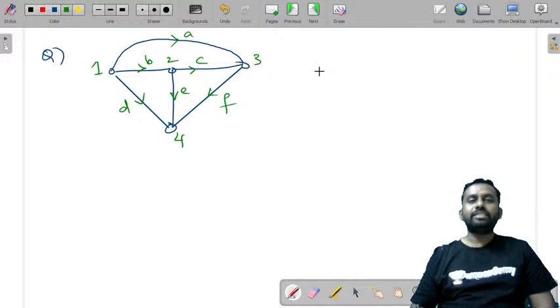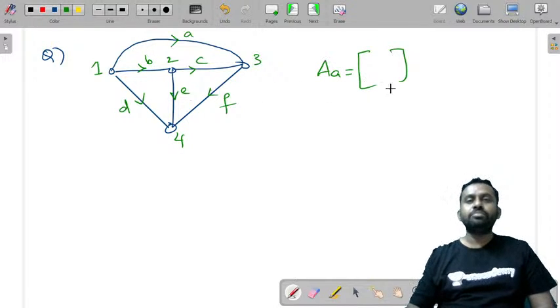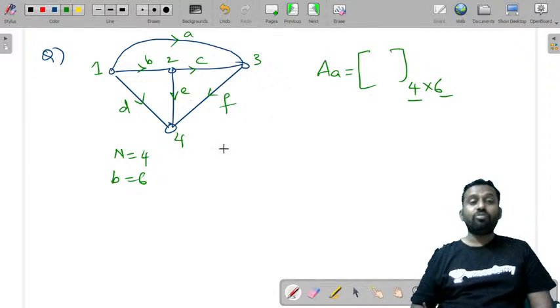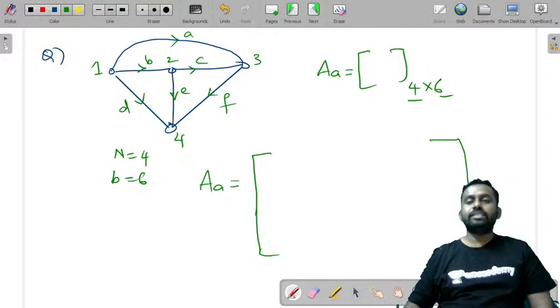Now what is the complete incidence matrix? What is the size of the matrix? I'll draw it big enough. How many nodes are there in this? 4 nodes. How many branches are there? 6. So what is the size of the matrix? 4 by 6. Now let's try to fill up this matrix.